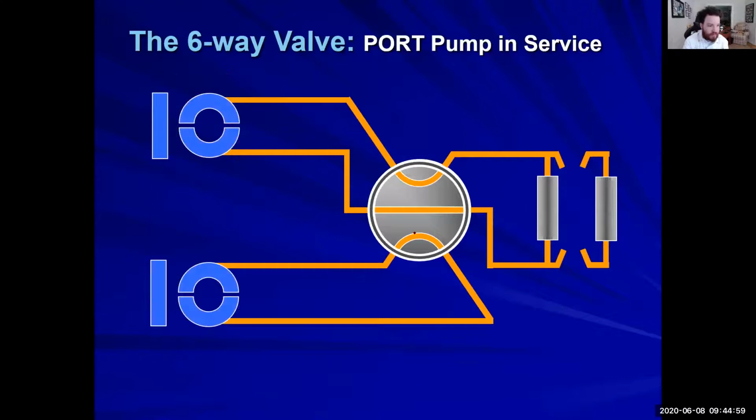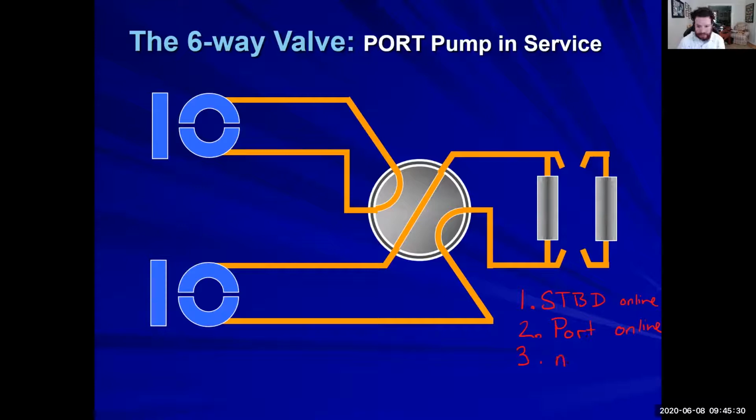So how do we switch? Well, we switch it using the six-way valve. All right. So position 1 was the starboard pump online. Position 2 is the port pump online. And we'll talk about position 3 in the next slide. All right.